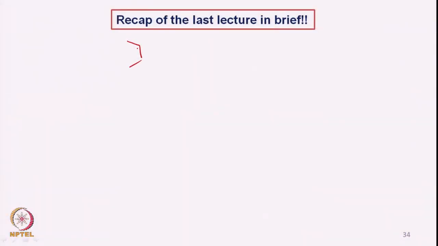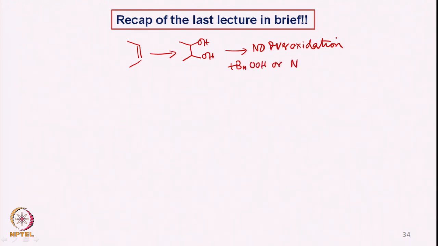We will briefly go through the last lecture's main points. We discussed a few aspects of the dihydroxylation of olefins, and towards the end we saw that it is important to have co-oxidants which allow the dihydroxylation to take place without over-oxidation. So there should be no over-oxidation. For that purpose we saw that the use of tertiary butyl hydroperoxide or NMO was utilized, and it has become very popular as far as the dihydroxylation with osmium tetroxide is concerned.